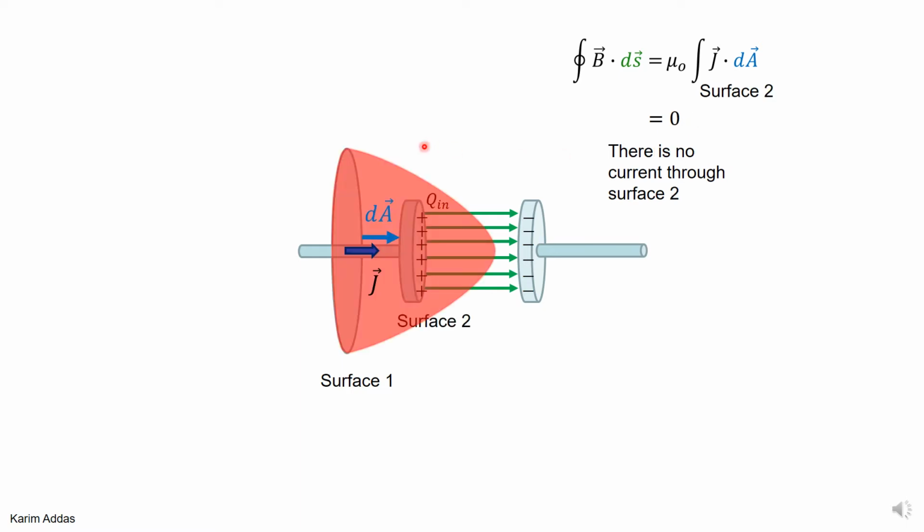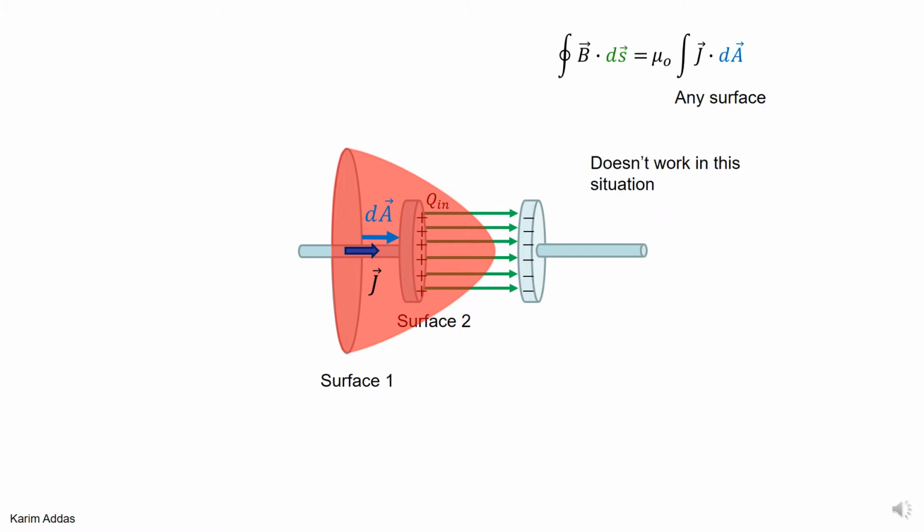If you take now surface number 2, that's going between the two capacitor plates in a region of space where there's no motion of charges, there's no conduction current going in this region. And so integration of J dot dA will be 0 in that case. And so that means that if you write down the equation to be the right-hand side to be integration of J dot dA for any surface, it doesn't work in this particular situation. So this equation cannot be valid in general. It can't be true always for any situation.